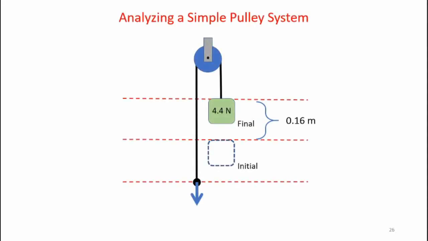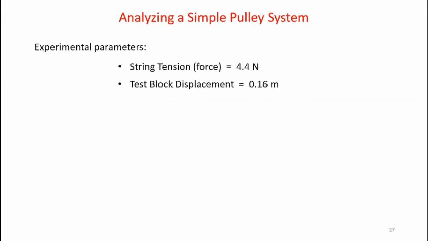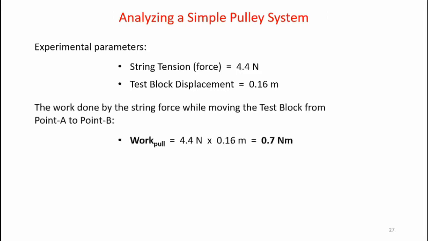Now let's analyze the simple pulley system. Here's our pulley, and you see the initial and final states of the test block. We pulled down on the string with a force of 4.4 newtons, so this is the tension in the string. That force caused the test block to move upwards 0.16 meters. The work done by the string force while moving the test block from point A to point B is calculated as follows: work is equal to 4.4 newtons times 0.16 meters, which equals 0.7 newton meters.